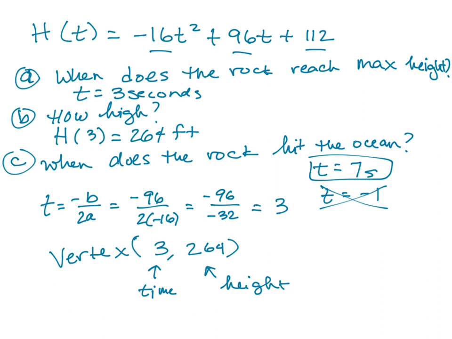Cool? Do you really understand? I do. It was stressing me out. I know. Where did you get the 264 from? Plugged in the 3, whenever she did the setup. So we got h of 3, which means I put a 3 here for t and for t.